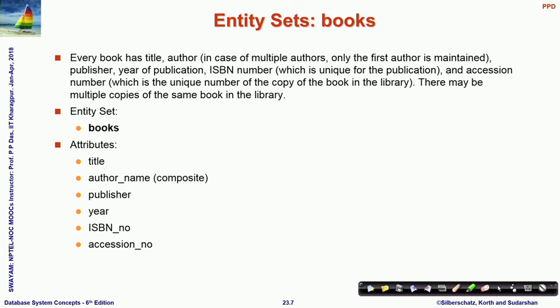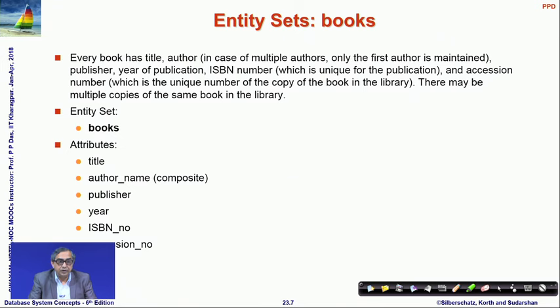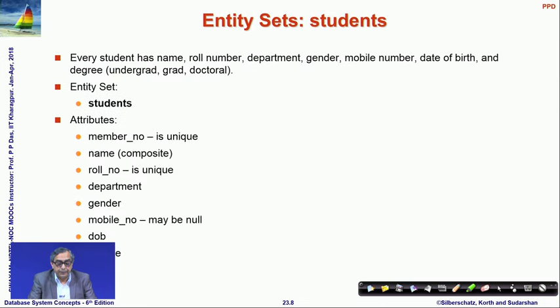Naturally, the first entity set that we extract, let us call it books, which is about books, where in the beginning I have given the basic statement that is given in the specification. So, from that we can see that books will be an entity set, and it will have attributes like title, author name, which is a composite one because it will have two parts, the first name and the last name, the publisher, year, ISBN number and accession number. So, these are the attributes available for books. So, this is our first entity set.